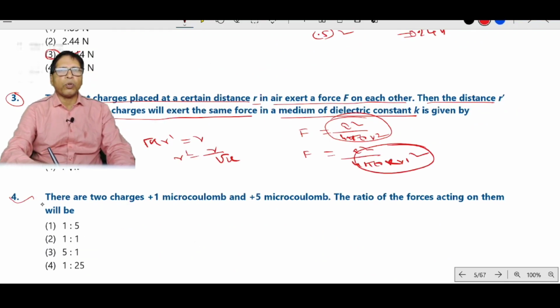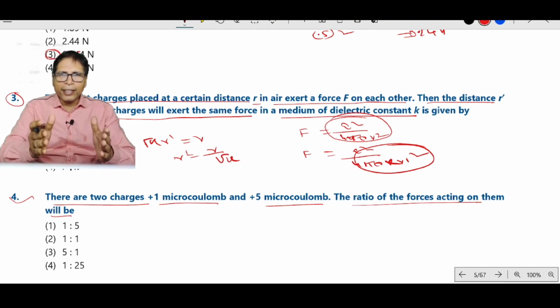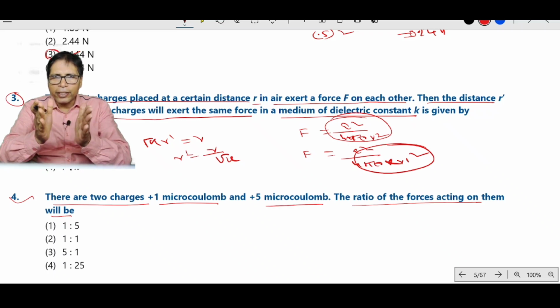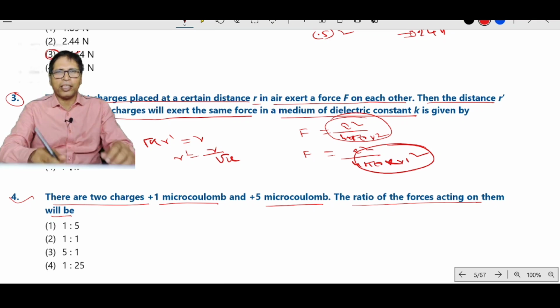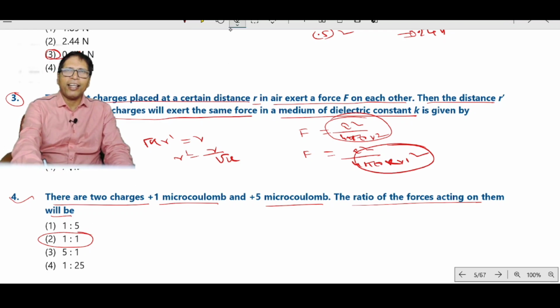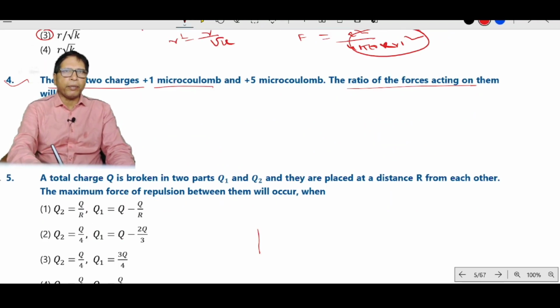Now question number 4. There are two charges, 1 microcoulomb and 5 microcoulomb. The ratio of force acting between them will be: Coulomb's force is a mutual force of attraction or repulsion. So both bodies exert equal forces on each other. So the ratio of forces is 1 is to 1.